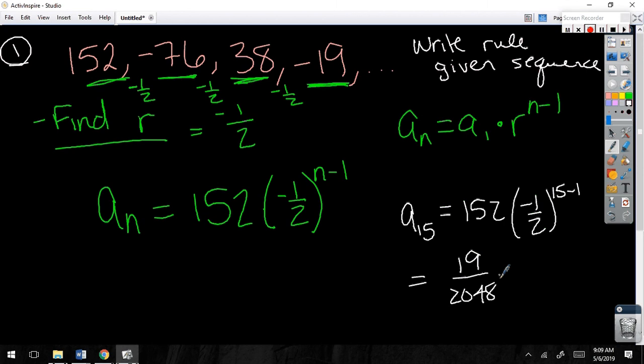So if the ratio is a half, that means they're getting smaller as you go. So if you look, if at the fourth term you're at 19 and you're cutting in half each time, well, by the time you get to the 15th term, it's gonna start getting into crazy fractions.